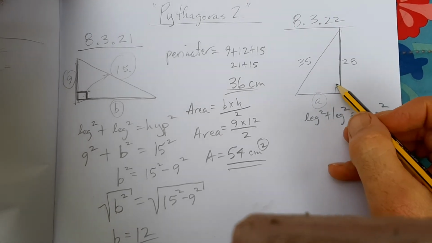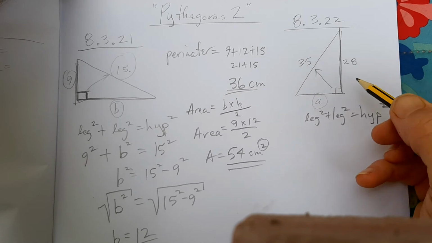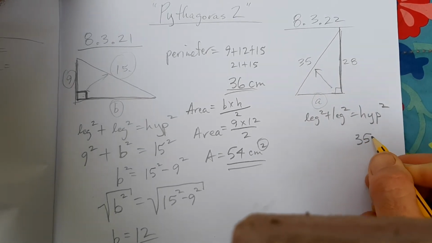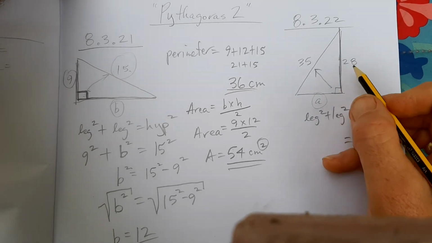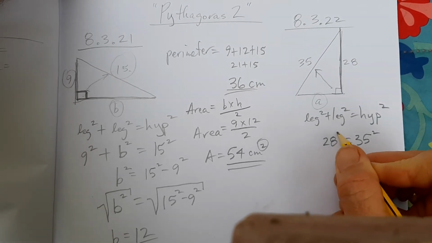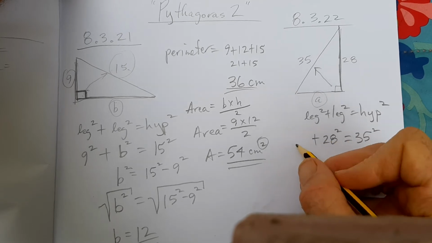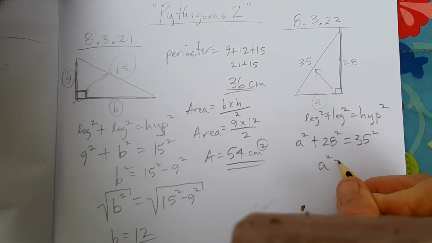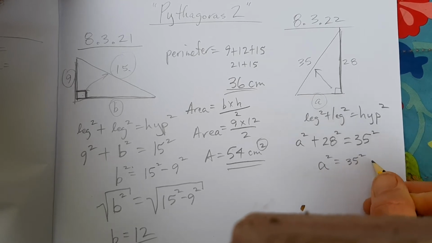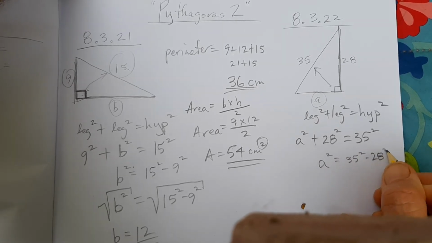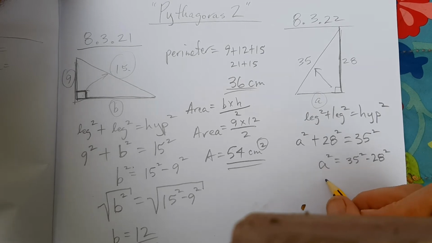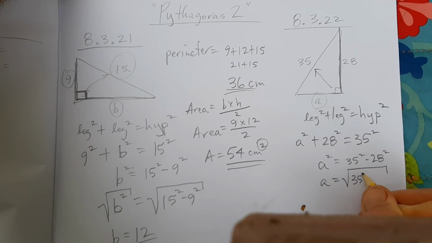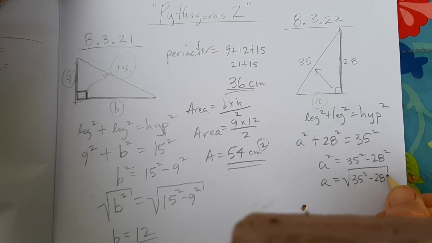okay, the hypotenuse is the longest side opposite the right angle, so there's 35 squared. There's one leg. Here's the other leg. Subtract. Take the square root of both sides. A equals the square root of 35 squared minus 28 squared.